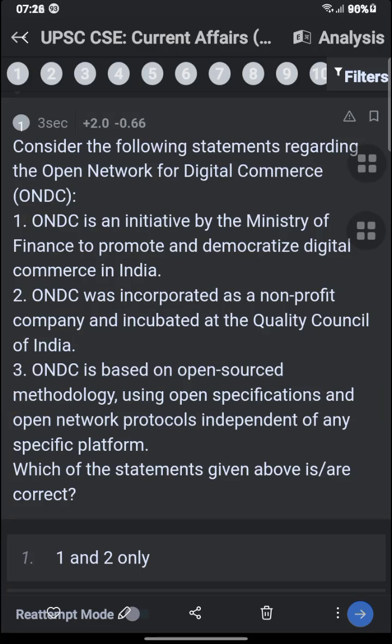Start some current affairs. Open Network for Digital Commerce. So what is it? Open Network for Digital Commerce.